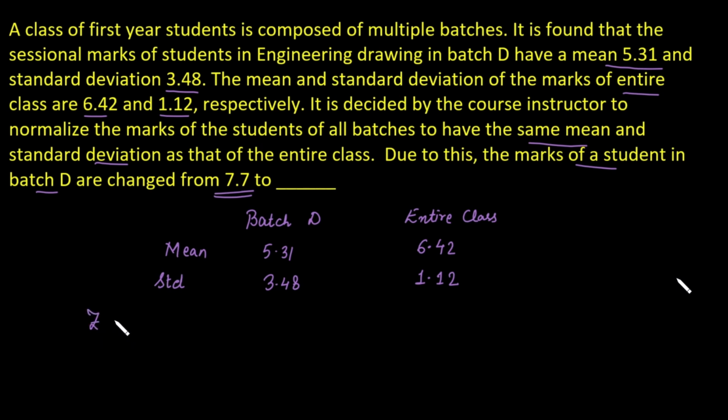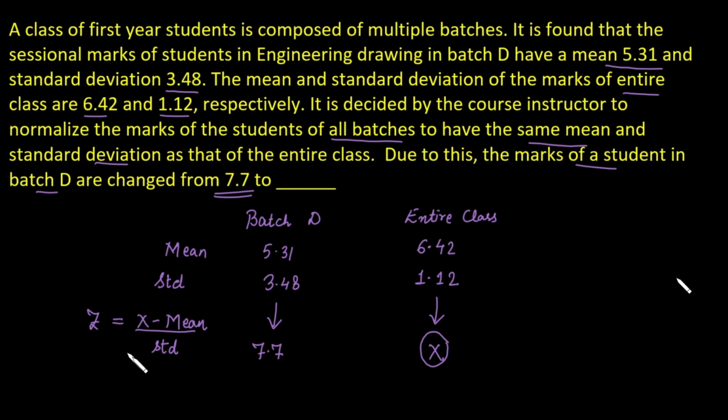The Z score is calculated as Z equals X minus mean, divided by standard deviation. Since the same mean and standard deviation apply to all the batches after normalization, it means whatever value of Z we get from batch D, we get the same Z for the entire class. Further, we need to calculate the value of X for the entire class when the value of X for batch D is 7.7.